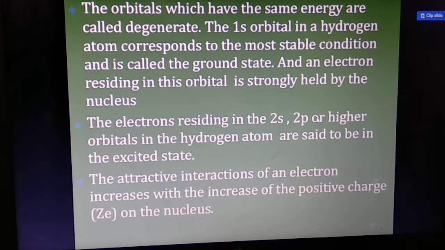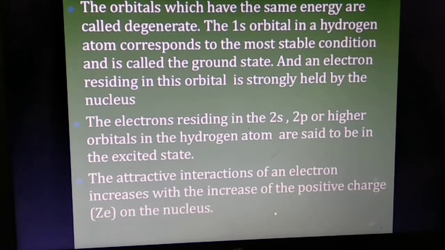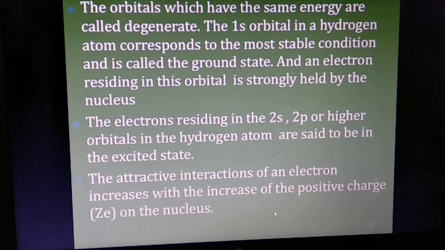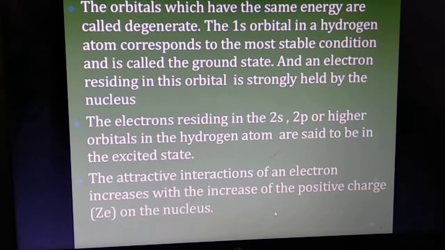The 1s orbital in a hydrogen atom corresponds to the most stable condition and is called the ground state. An electron residing in this orbital is strongly held by the nucleus. So what is the ground state? The 1s orbital. The electrons residing in the 2s, 2p or higher orbitals in the hydrogen atom are said to be in the excited state.